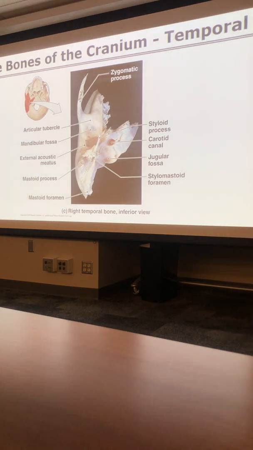The stylomastoid foramen is important because the majority of the facial nerve, cranial nerve number 7, is going to come through here to get to the muscles of facial expression. So it's going to come out there, go into 5 branches, and innervate the muscles of facial expression. And that's the majority of cranial nerve number 7.